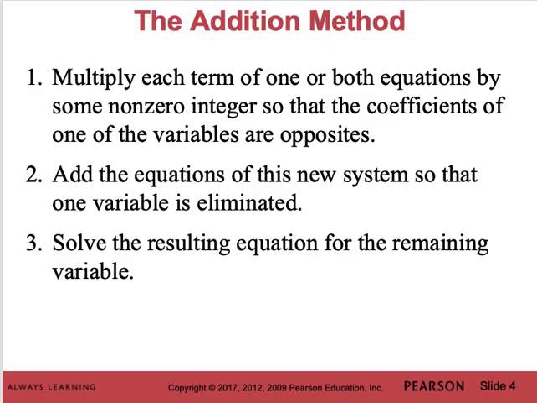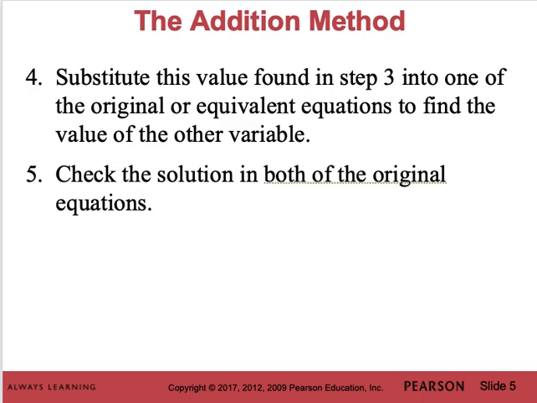The addition method: multiply each term of one or more equations by some non-zero integer so the coefficients of one of the variables are opposites, like the x, positive 1 and negative 1. And then you can set them up just like we did, adding so that one variable is eliminated, and that gives us the answer that we can replace into the other equation. And then we can check both solutions to make sure that they work.